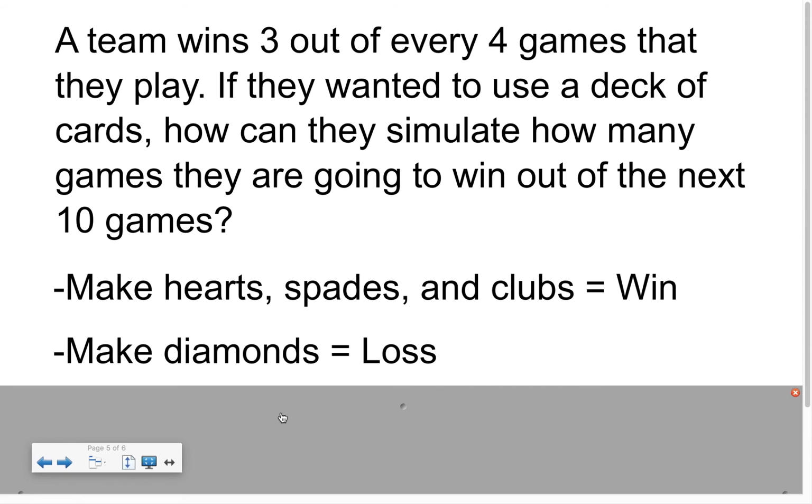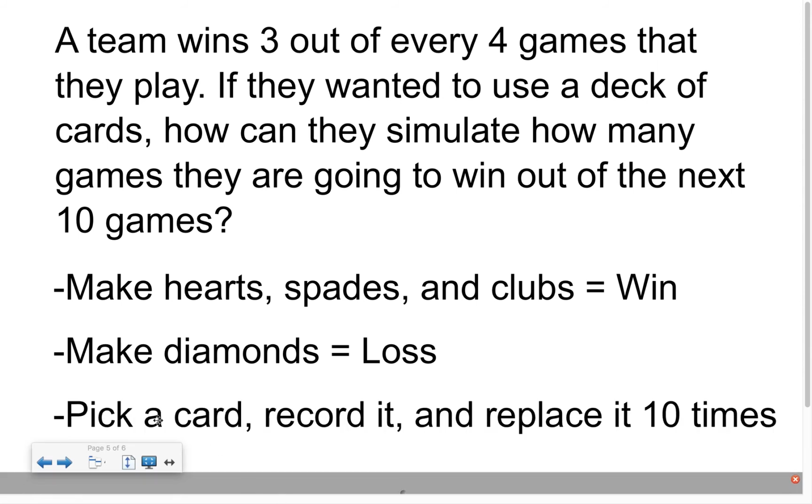Now, since it's 10 games, how many times are we going to want to pick a card? Well, 10, right? When you pick the card, you record it, right? Write down what it was, and you have to replace it 10 times. You have to replace it because if you don't, then the probability is going to change and it wouldn't be a good simulation. Right? We want the probability to be 1/4 for every suit, and it winds up being 3/4 for a win and 1/4 for a loss. But if we take out a card and we don't put it back, the probability is going to change.